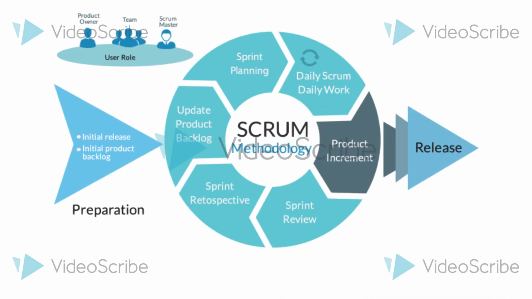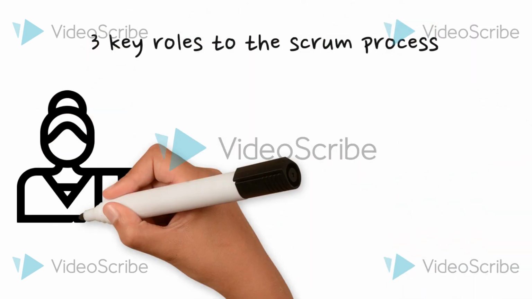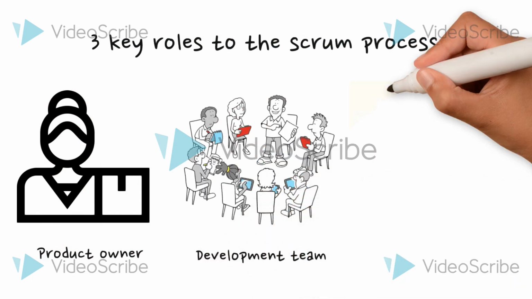Scrum is an Agile framework that helps teams collaborate and deliver value incrementally. It provides a structure for managing complex problems and encourages continuous experimentation and feedback loops to learn and improve along the way. There are three key roles in the Scrum process: Product Owner, Development Team, and Scrum Master.